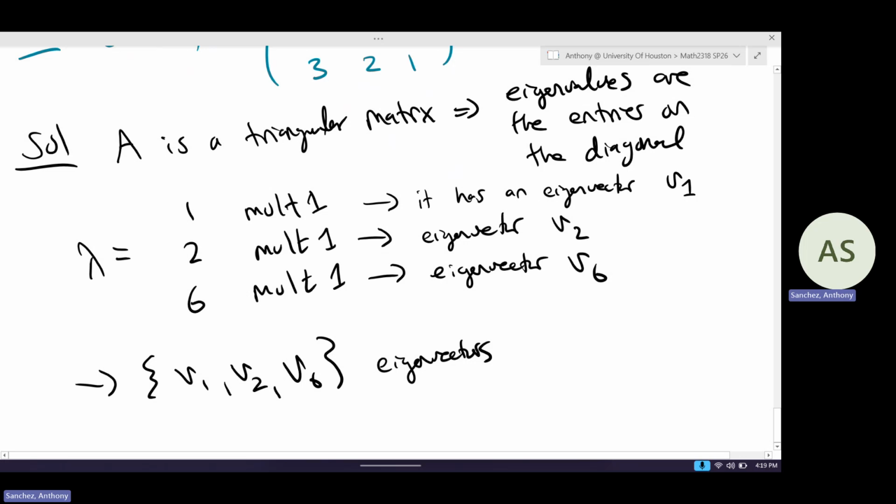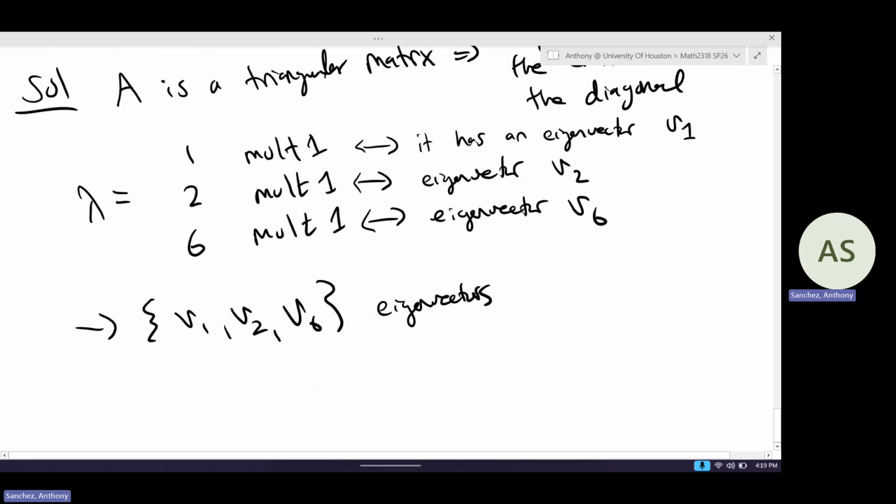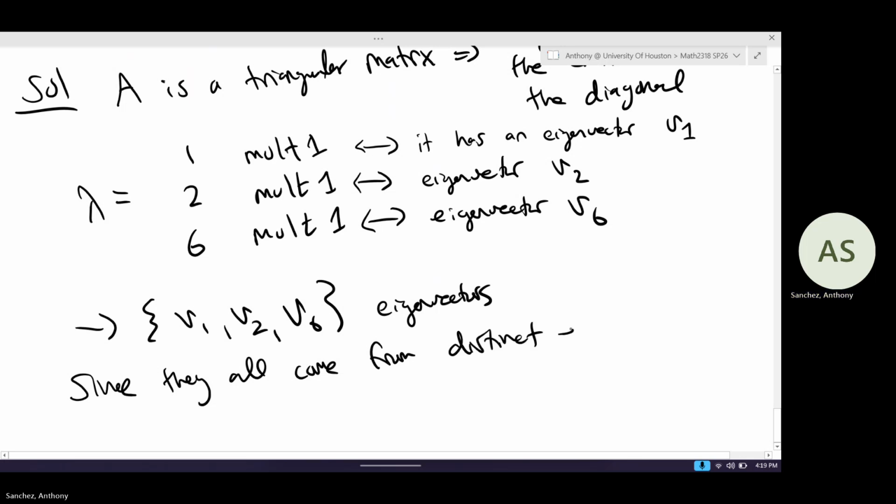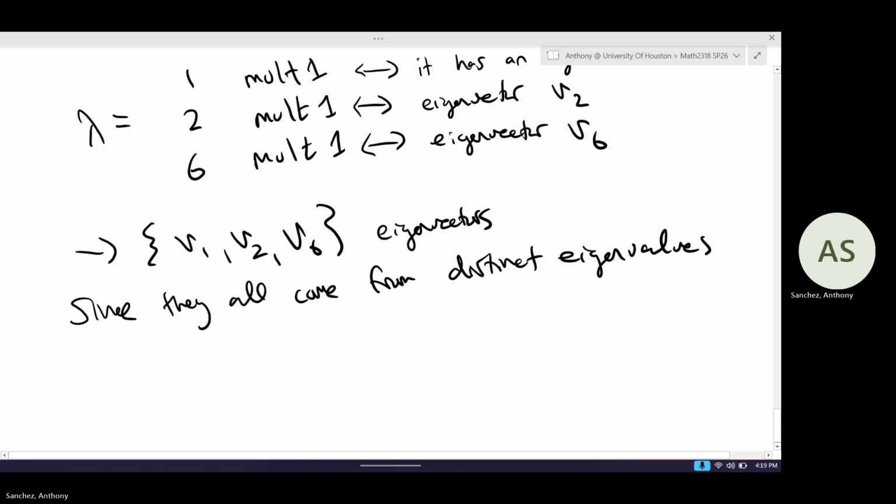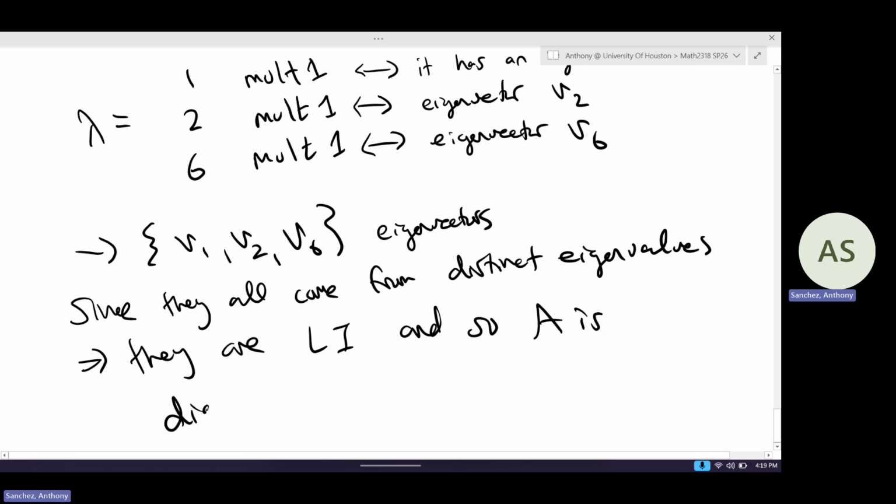Yeah, you can tell me that they're coming from different eigenvalues. All eigenvectors are coming from different eigenvalues. So since they all come from distinct eigenvalues, they are linearly independent. And so A is diagonalizable.